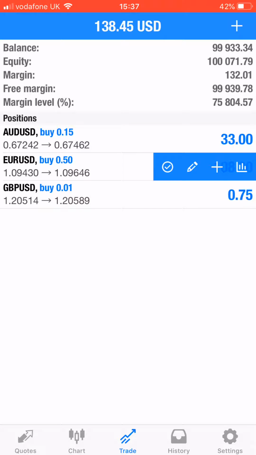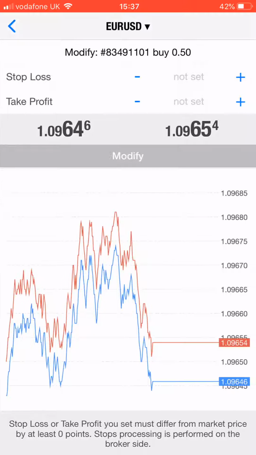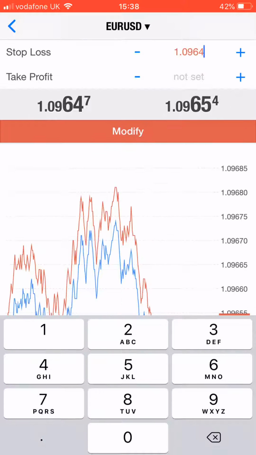We're going to click on the pencil symbol instead of the check mark. You're going to click on that, and you're going to click on the stop loss, and you're going to put in the numbers 0.9430, and you're going to click on modify.